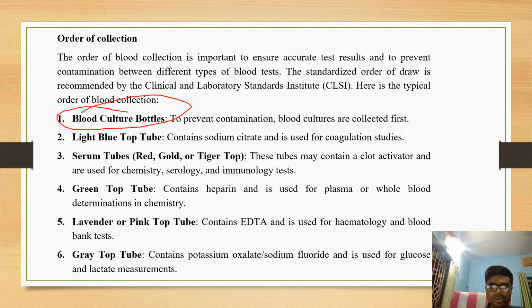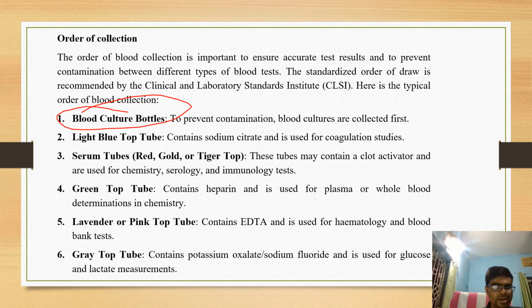Generally, the second tube we take is the blue vial, or blue vial tube, that contains the sodium citrate anticoagulant. This vial is generally used for coagulation studies. Coagulation studies means we study the prothrombin time, or APTT, activated partial thromboplastin time, and all the clotting factors that we have already discussed in previous classes. Clotting factors 1 to 13.